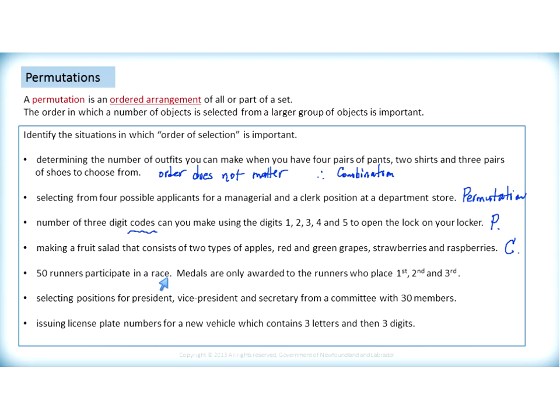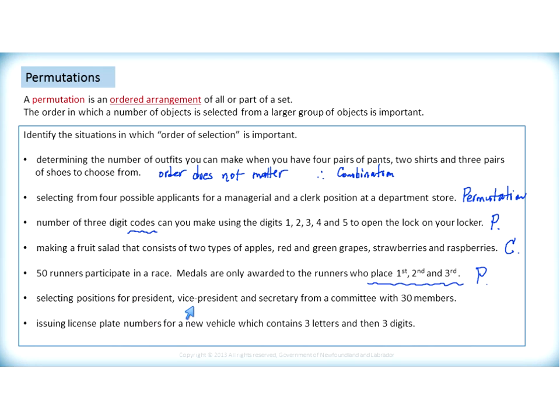50 runners participate in a race. Medals are only awarded to the runners who place first, second, and third. Again, the key words here are that they place first, second, and third. So order does matter, and this would represent a permutation, from which we have 50 runners, and we have to select 3 in a proper order for first, second, and third place.